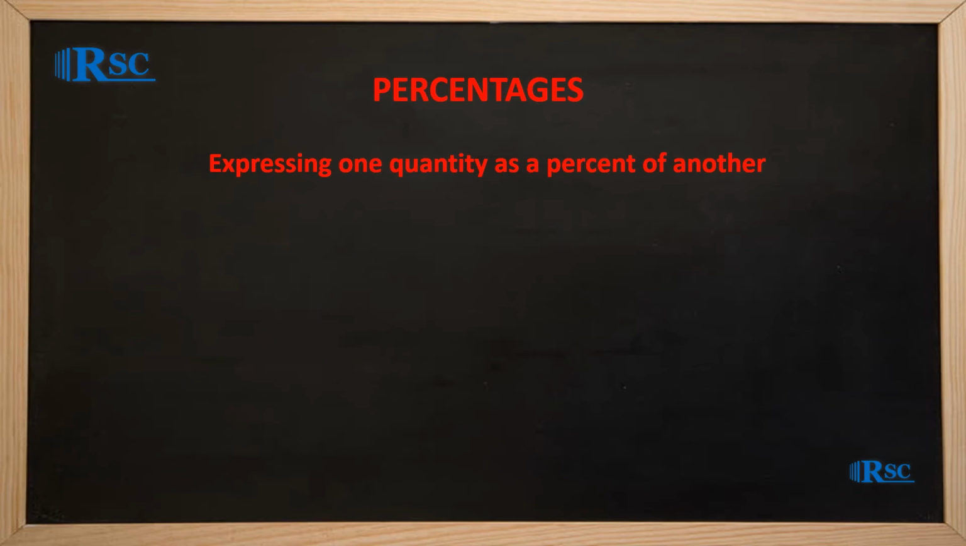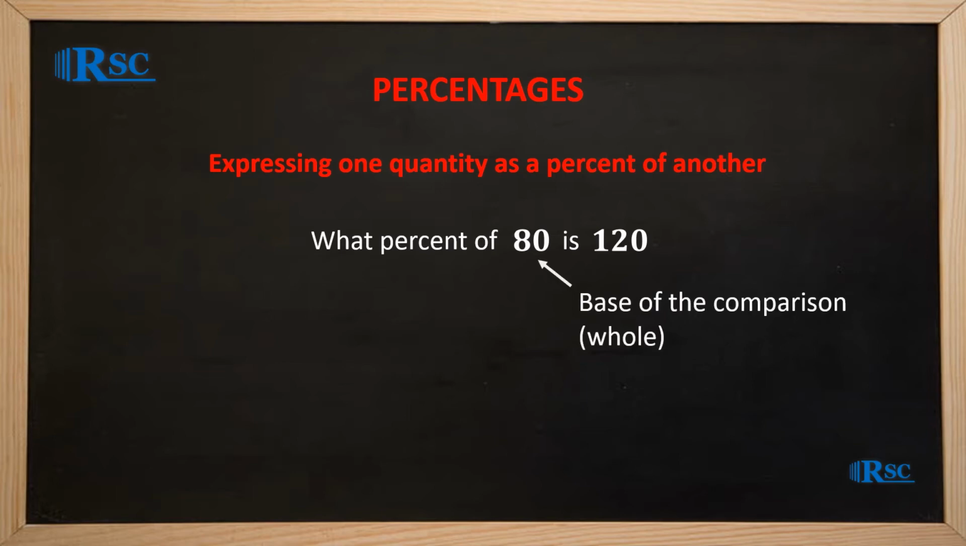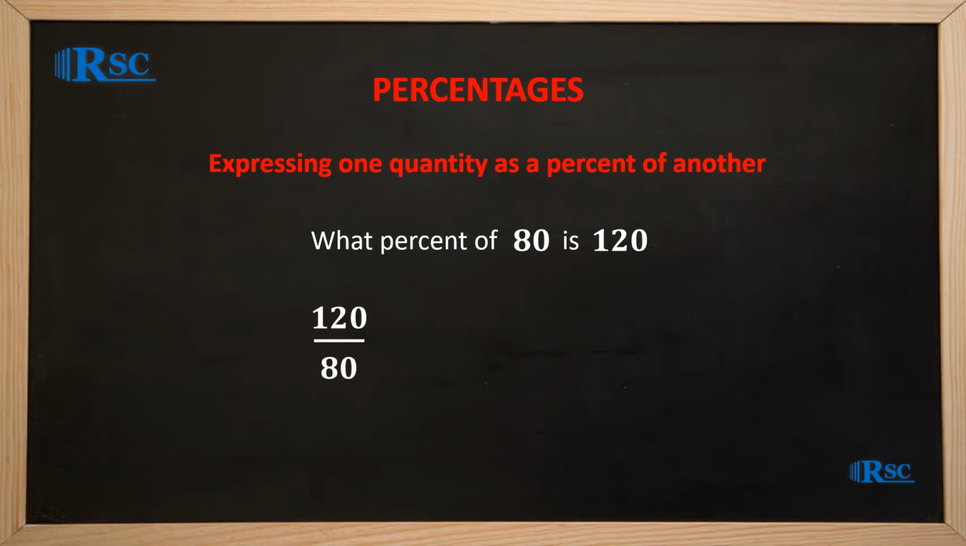Example 3. What percent of 80 is 120? In this case, the base or whole is 80. Expressing 120 as a fraction of 80, we obtain 120 over 80. Converting our result to a percent gives 120 over 80 multiplied by 100%. This is equal to 150%.